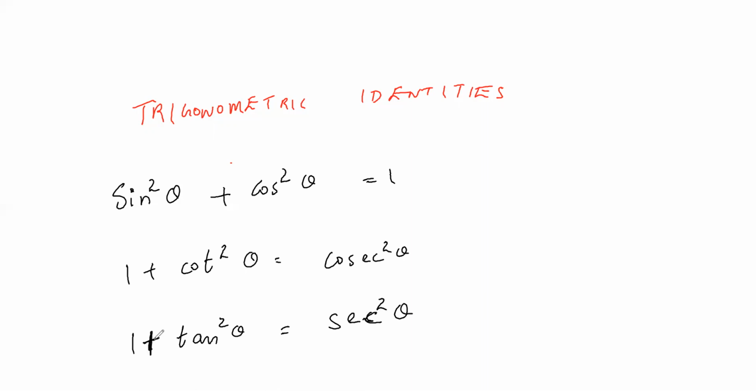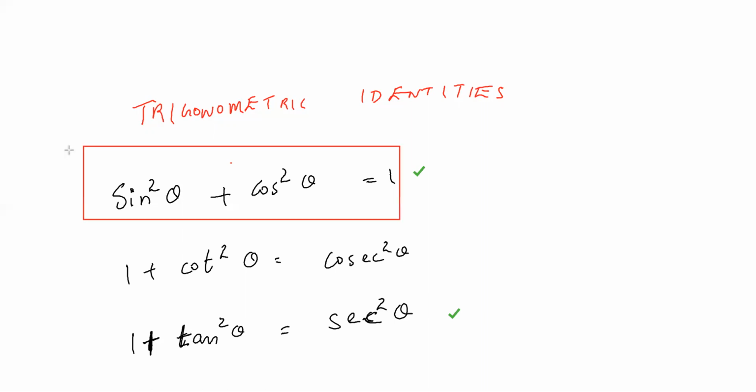Secant square: 1 plus tan square theta is equal to sec square theta. I'll tell you which is more important in this. We have to give focus to the first one, sin square theta plus cos square theta is equal to 1, and 1 plus tan square theta is equal to sec square theta. From the examination point of view, these two identities are asked more. This one and this one.